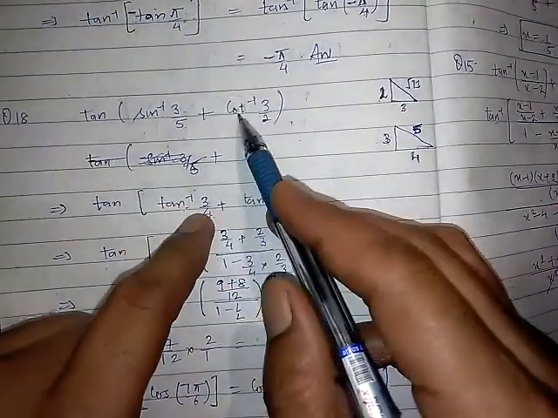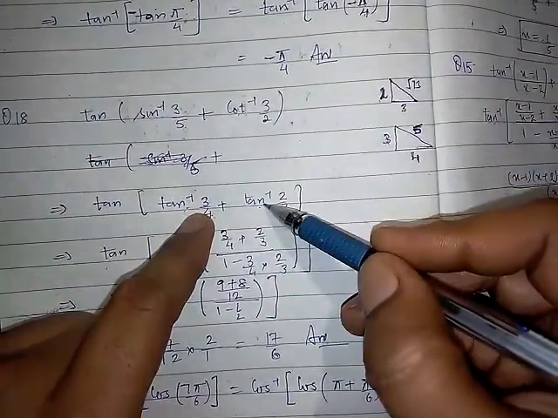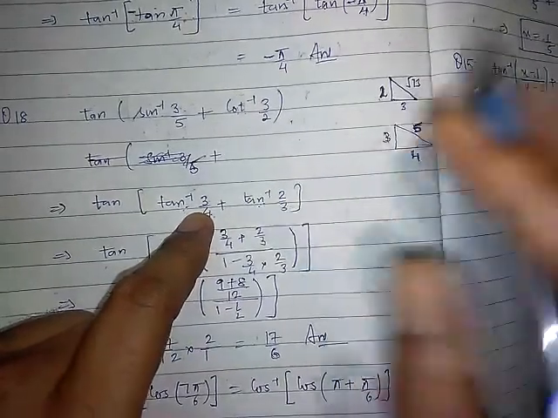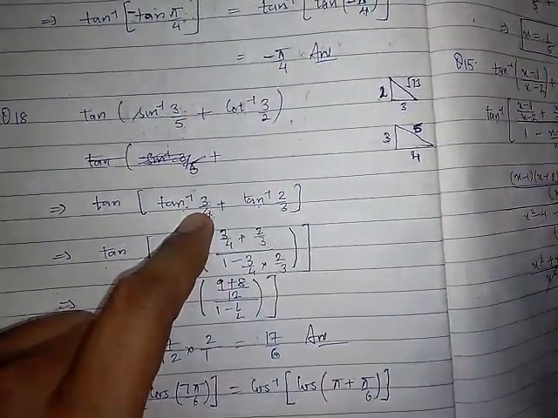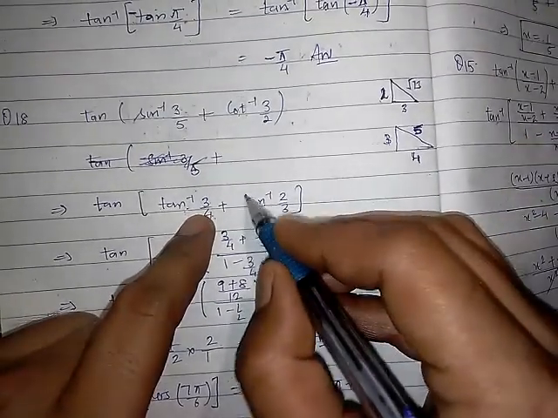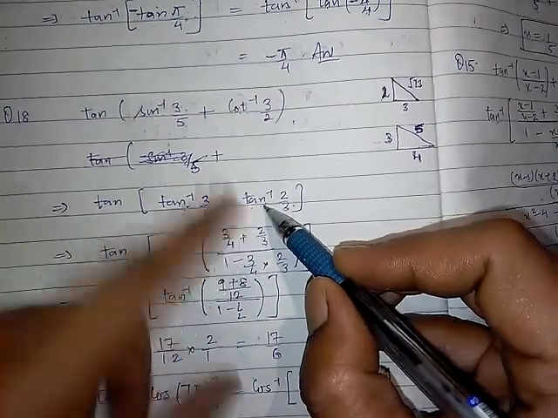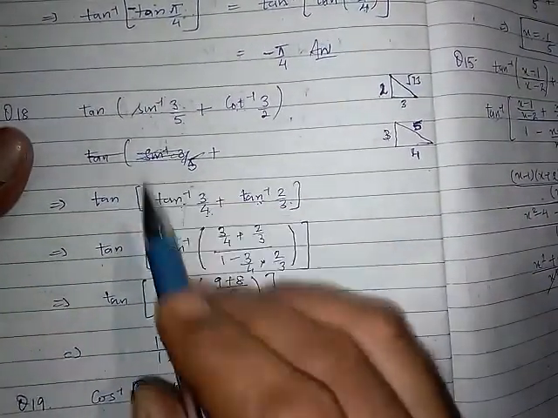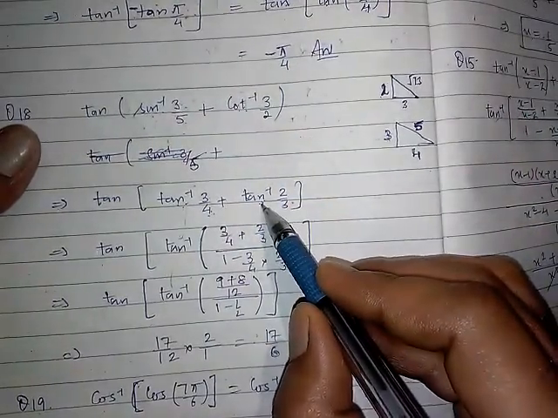Clear? And this cot inverse can also be converted into tan inverse. Cot is the reciprocal of tan. Can't say inverse, reverse or opposite; the exact word is reciprocal. So just take the reciprocal of this angle, you will get tan inverse here. Clear? So sine inverse is converted into tan inverse, and cot inverse also we have converted into tan inverse.